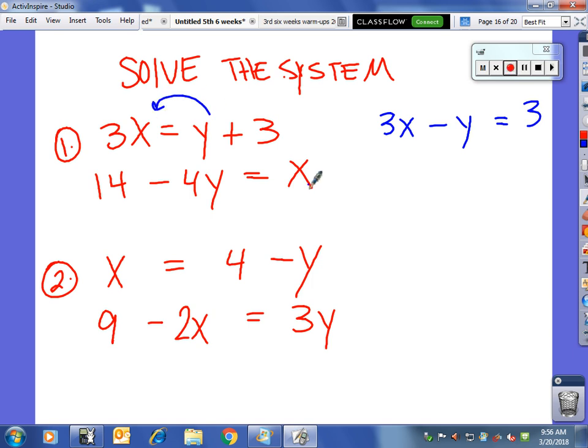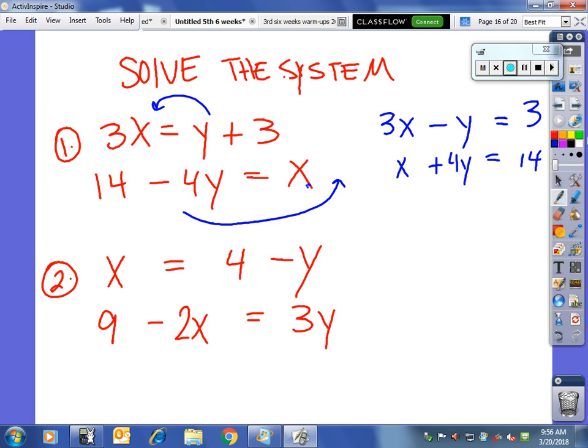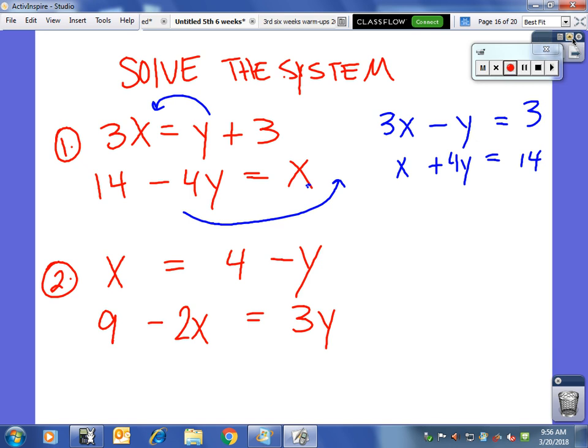Okay. On this one, my x is already positive. I'm just going to leave my x alone. I'm going to bring the negative 4y over to this side. So what's it going to become? Positive 4y. And I'm not going to move the 14, so it's just going to stay a 14. Do you see what I did there? And now, I can either multiply the bottom equation by negative 3 and make the x's cancel, or I can multiply the top equation by positive 4 and make the y's cancel. It's up to you. Okay, so I'm going to multiply this bottom equation by negative 3. That would give me negative 3x minus 12y equals negative, what is that, 42?